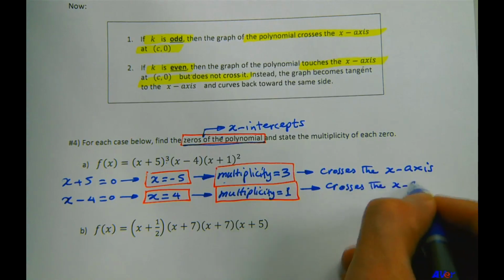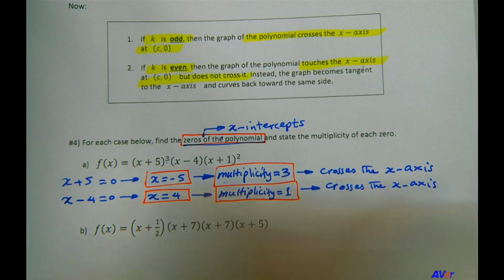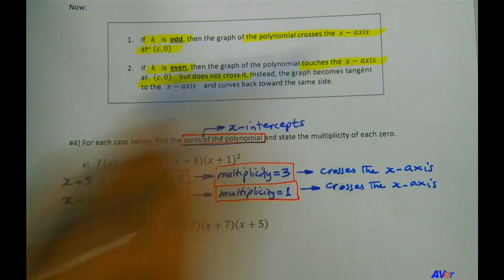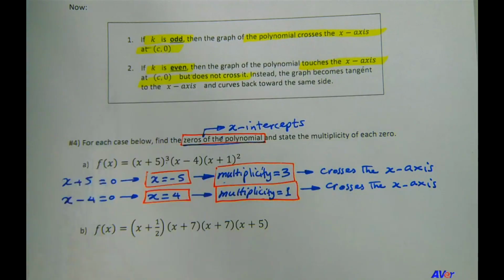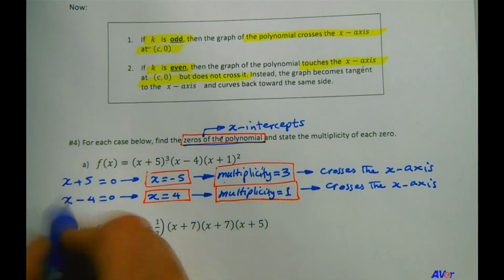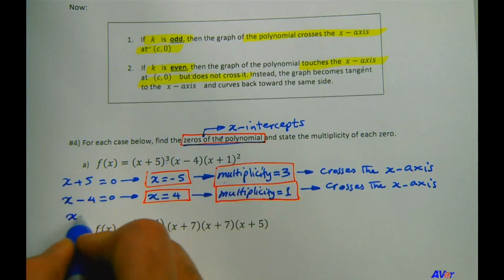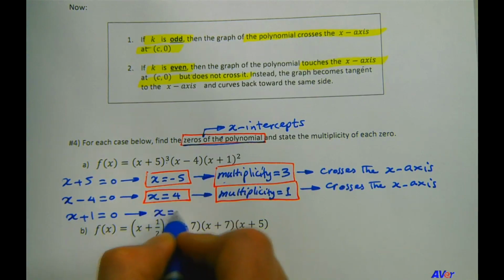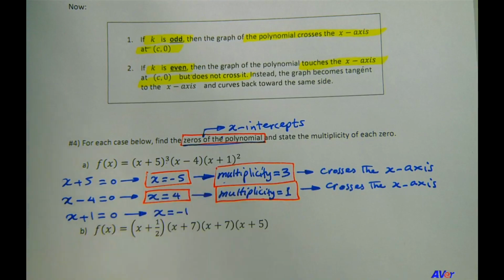If k is odd, if the power is odd, the polynomial crosses the x-axis at c, 0, at 1, 0, at 3, 0. The graph will cross the x-axis. So, next factor, x plus 1 equals 0, then x equals -1. That's another zero of the polynomial, right?